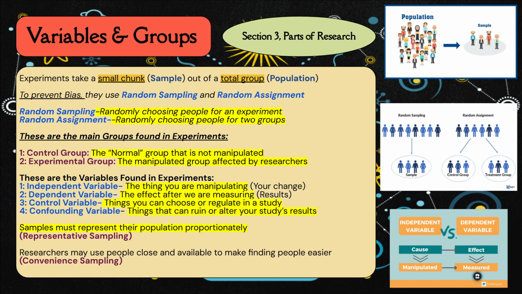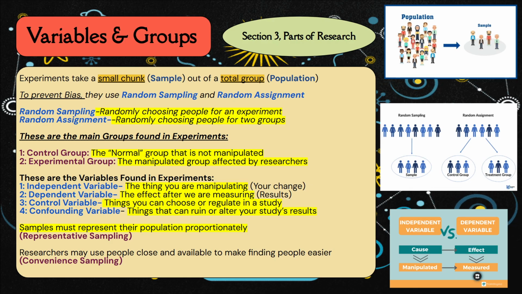Random assignment means that once we have our group, our sample, we put them in either the control group or the experimental group. Typically, they do this randomly with numbers or a blind picking game or something that doesn't have the experimenters directly lean one way or another in the group picking.